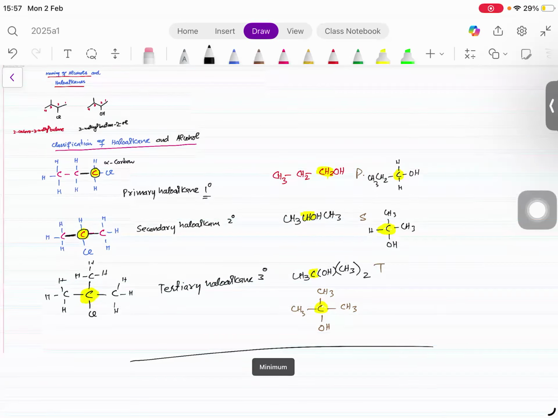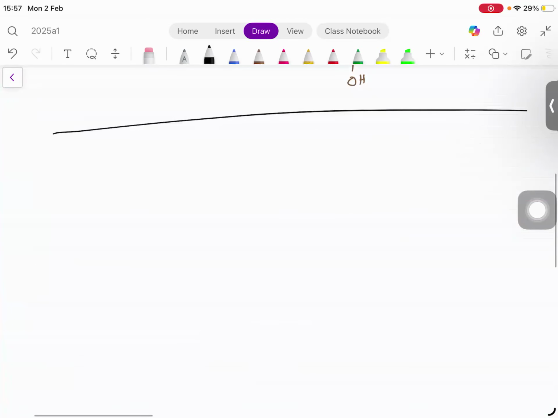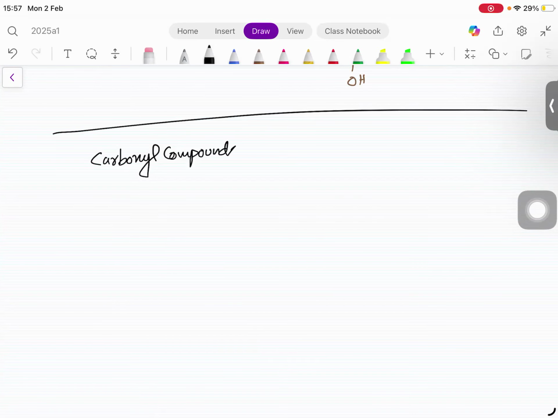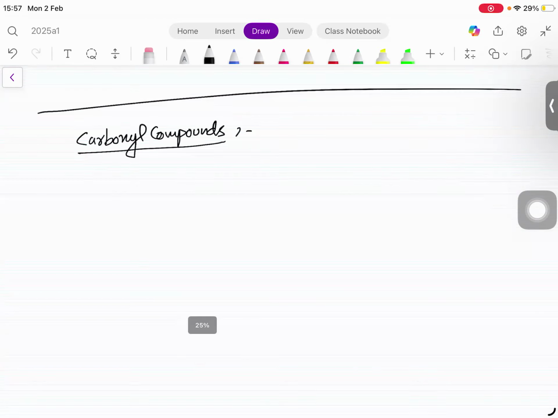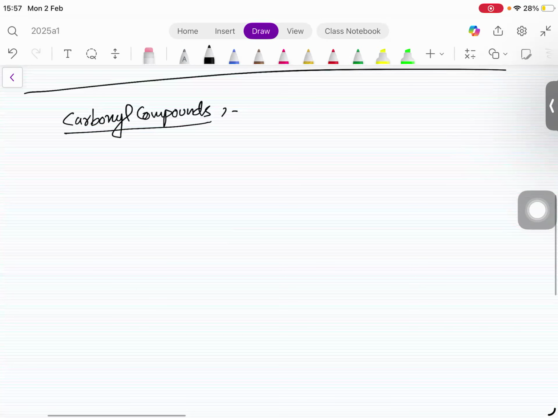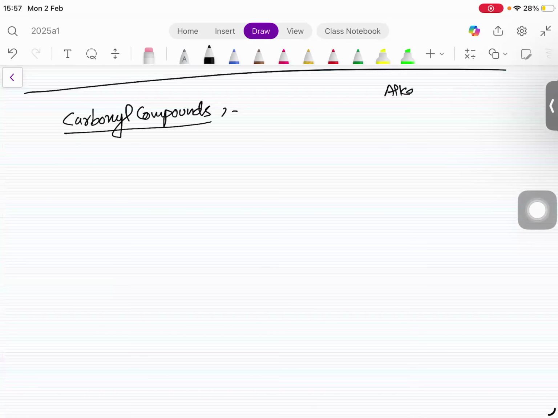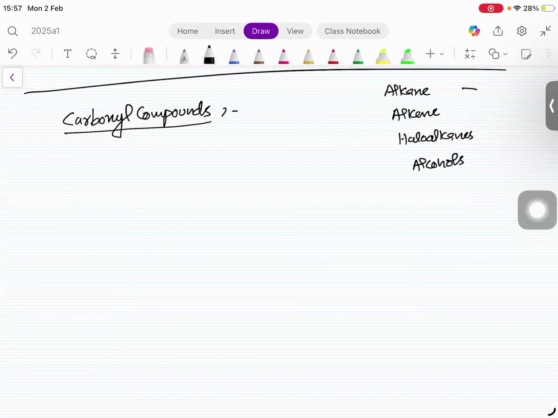Okay, now we are moving on to the carbonyl compounds. Okay, please put the heading there. Carbonyl compounds. After alcohol, what we did up till now, if I revise it: alkanes, alkenes, haloalkanes, alcohols. 4 functional groups we have done up till now, and their naming and their structuring and everything. Now we have moved on to the carbonyl compounds.